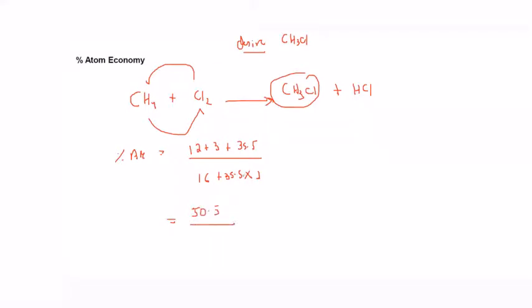Divided by, 35.5 multiplied by 2 is equal to 71. 71 plus 16 is equal to 87. And the formula is multiplied by 100. So if you multiply it by 100, the final answer is 50.5 divided by 87, multiplied by 100, so our final answer is 58%.